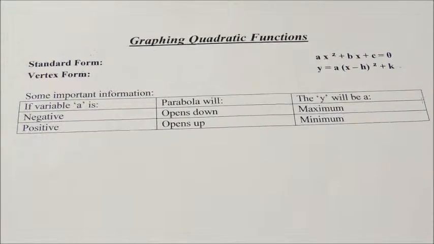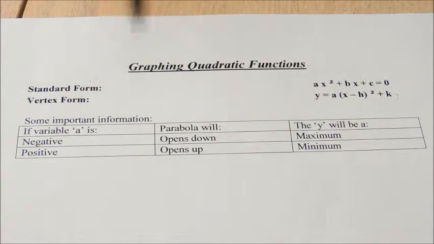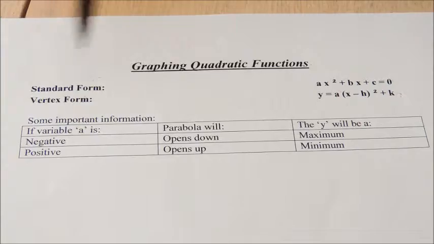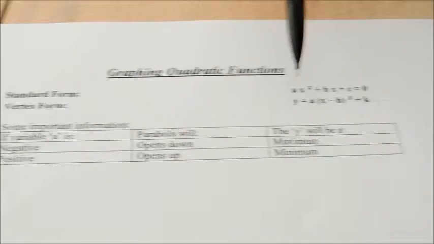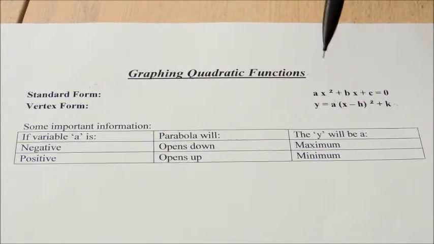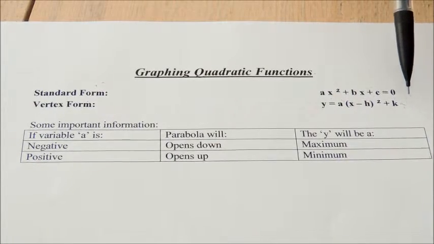Graphing quadratic functions. There are two common forms everyone should know. The first one is standard form, which is ax squared plus bx plus c equals 0, and vertex form, which is y equals a(x subtract h) squared plus k.